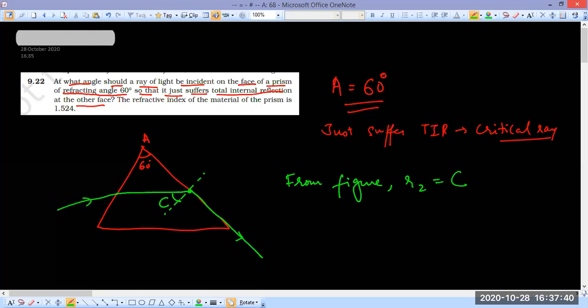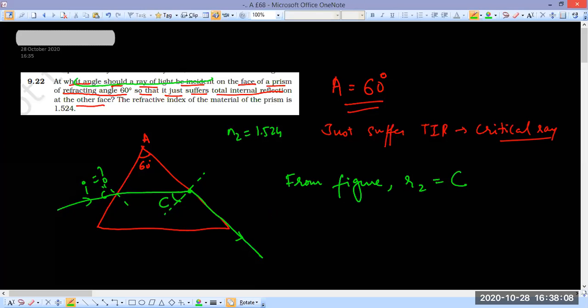Now all the prism formulas are active, right? We can use all of those. The refractive index of the prism, n2, is given as 1.524. So what do we have to find? At what angle should a ray of light be incident? So here we have to find the value of I. What is I? That is the question, right?